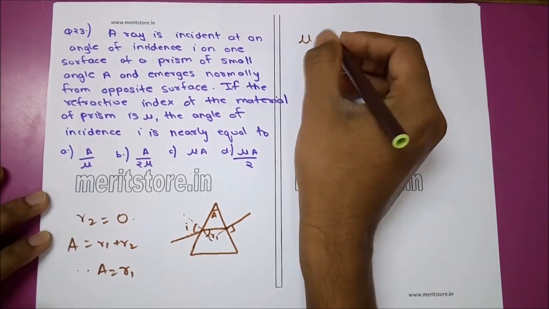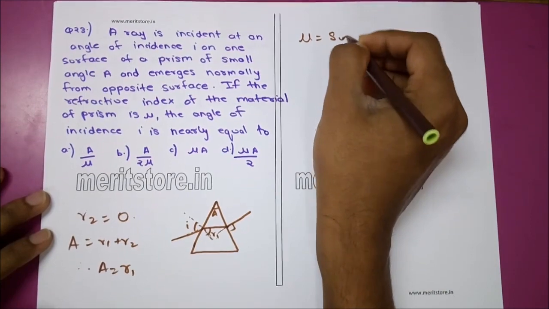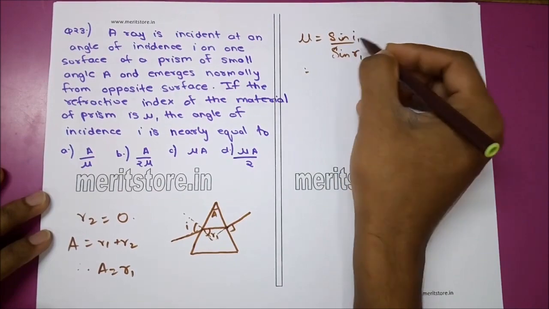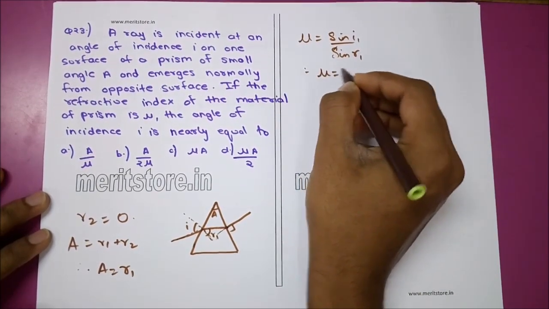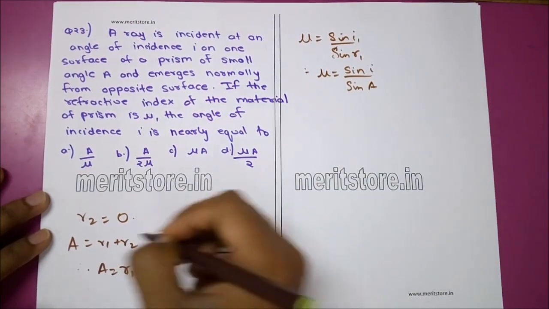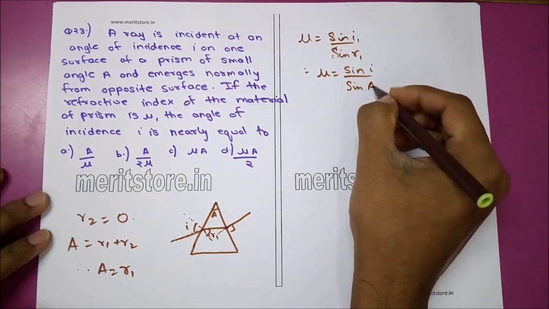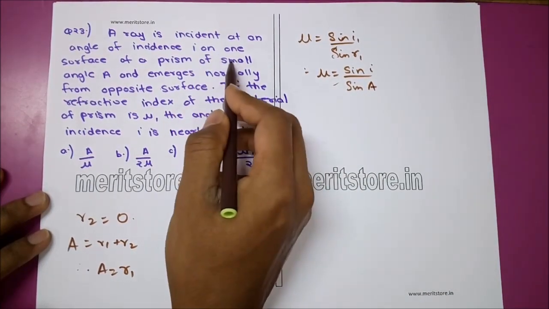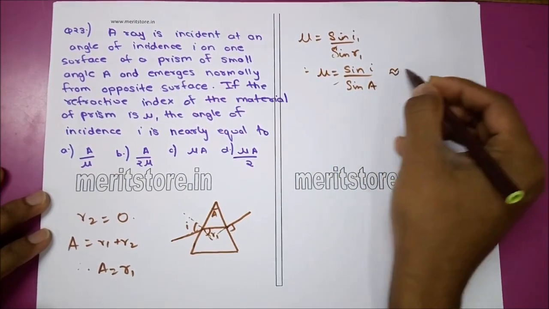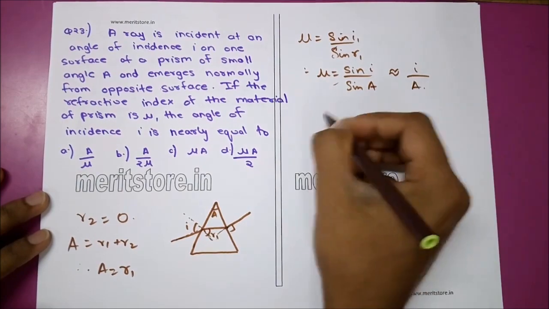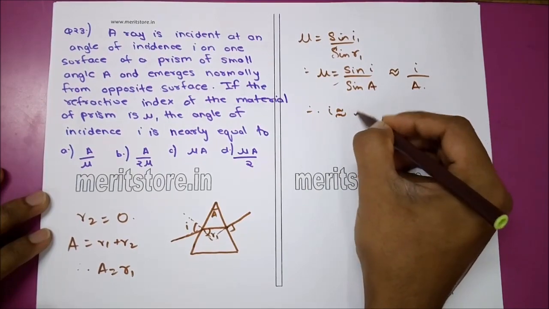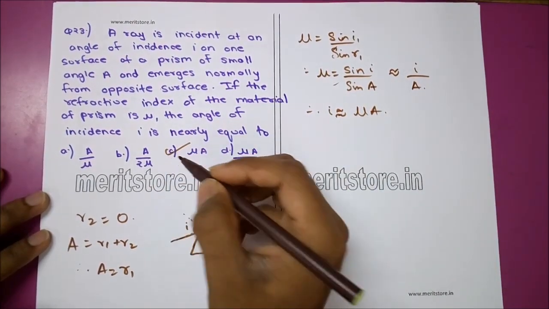Now according to Snell's law, mu is equal to sine I upon sine R1. So therefore mu is equal to sine I upon sine of A, since A is equal to R1. Since it is a small prism, since the angle is small, sine I is approximately equal to I and sine A is approximately equal to A. Therefore the value of I is approximately equal to mu times A. Hence option C is the correct answer.